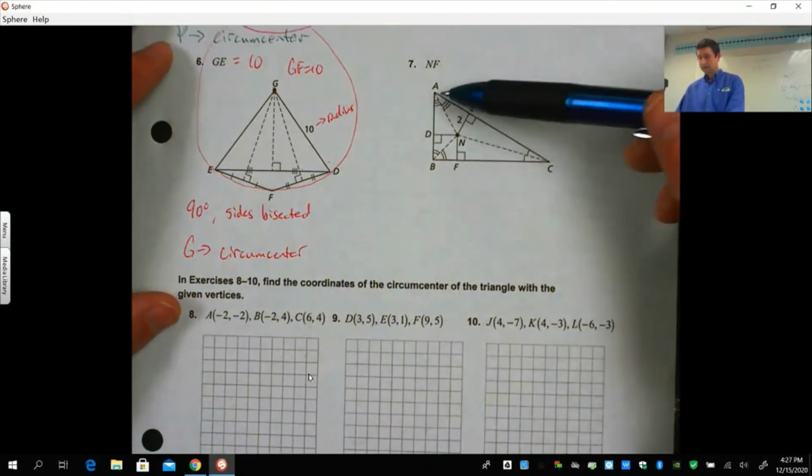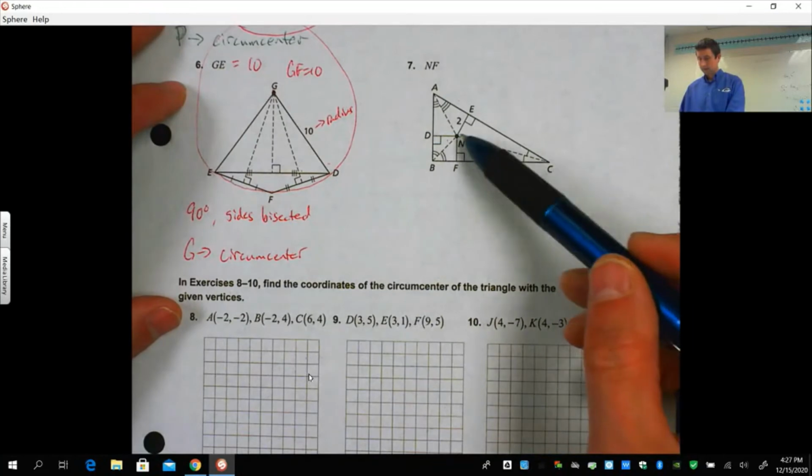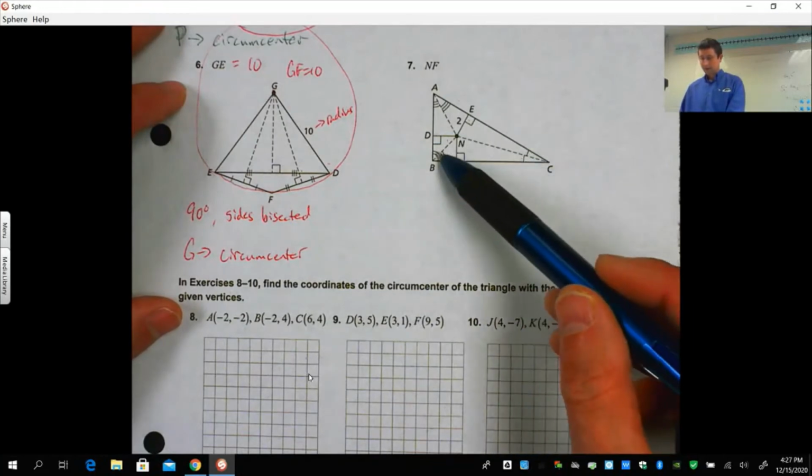So again, look at 7. The 7 falls into the same category as number 6. Are the sides being bisected? And we can see they are not. The angles are being bisected right there.